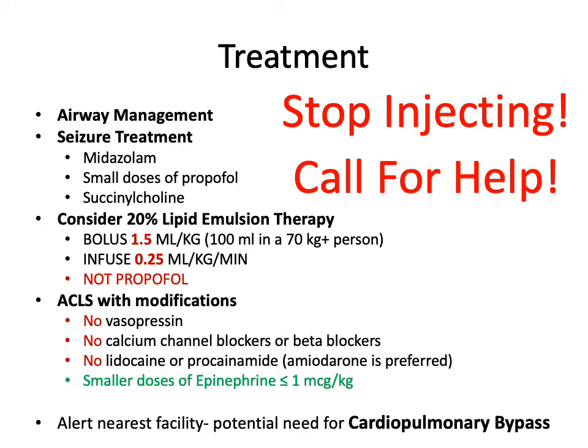First, administer oxygen and assist ventilation as required. Airway is still number one. For seizure treatment, the preferred first choice is benzodiazepine. Small doses of propofol can also be used, but are not the first choice because larger doses may further depress cardiac function. If seizures persist despite treatment, small doses of succinylcholine or another neuromuscular blocker should be considered to prevent severe acidosis and hypoxemia.